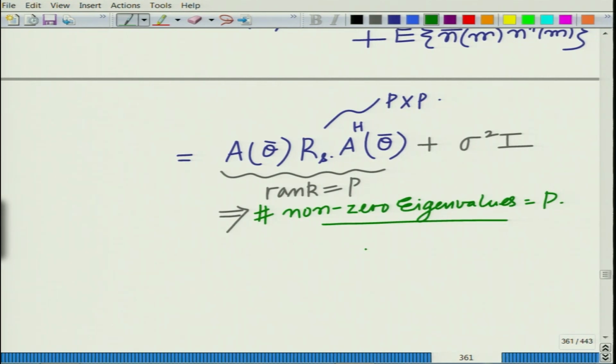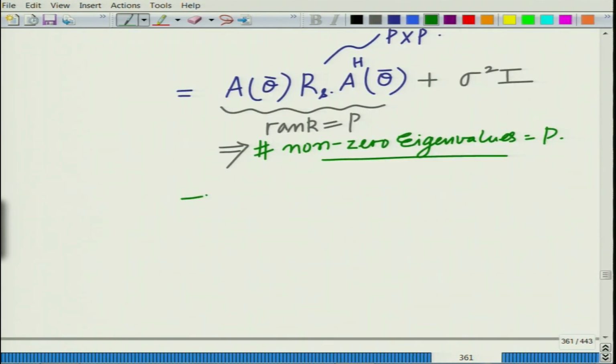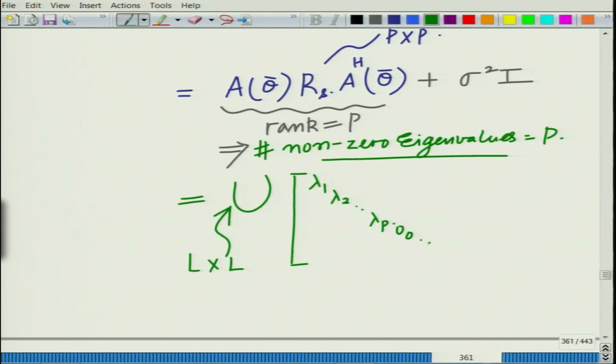And therefore, I can write the eigenvalue decomposition as an L cross L matrix U, times the diagonal matrix with lambda 1, lambda 2, up to lambda p, and the remaining L minus p eigenvalues equal to 0, times U Hermitian, plus I can write sigma square identity as sigma square times U U Hermitian.